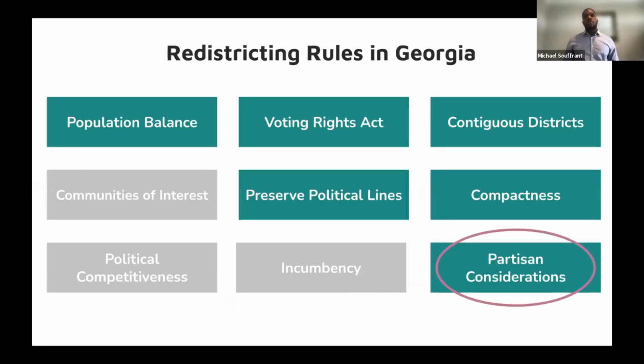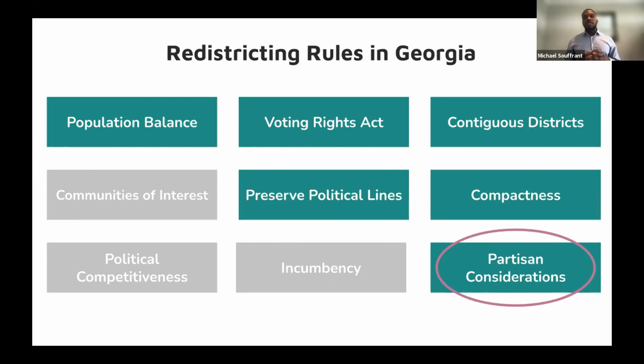Now we're going to focus on partisan considerations as one of the many guidelines of the redistricting rules in Georgia, which also requires that state legislative districts be contiguous and the compactness of redistricting maps. As such, the green boxes shown here represent the main parameters that are considered in the redistricting rules of Georgia, and the gray boxes represent guidelines that are not as highlighted for the state.